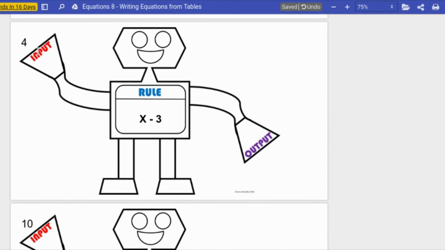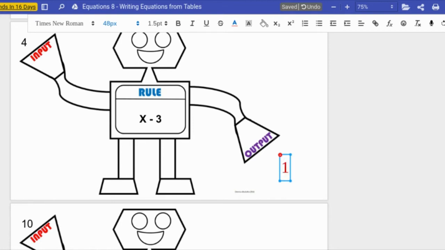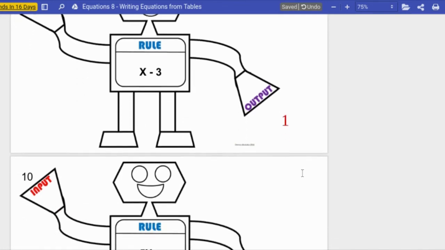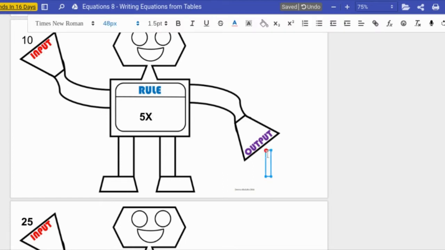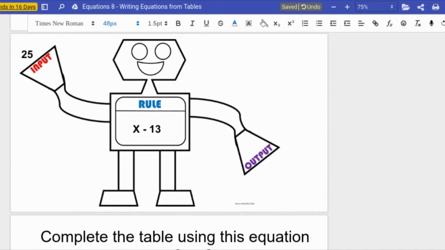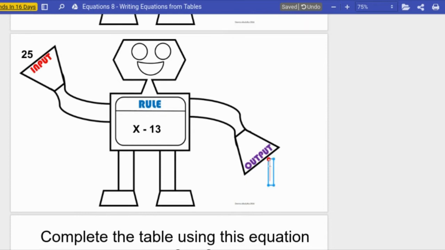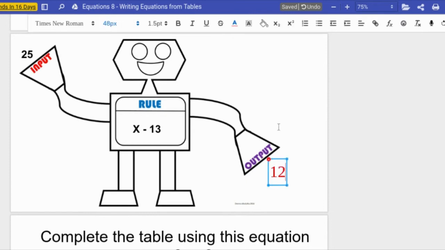Okay, if I put 4 in and I do X minus 3, so I would have 4 minus 3, then my output, or my Y, would equal 1. If I put 10 in and then I do 5 times 10, so that would be 50, my Y would equal 50. If I put 25 in and I do 25 minus 13, then my Y, or my output, would equal 12.